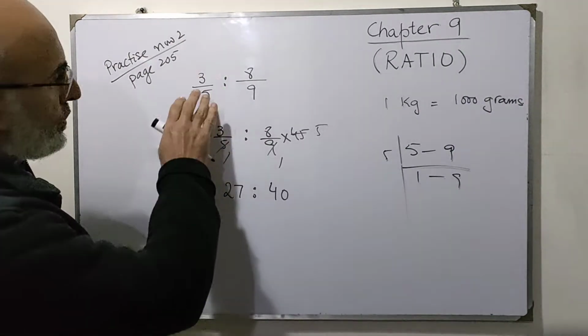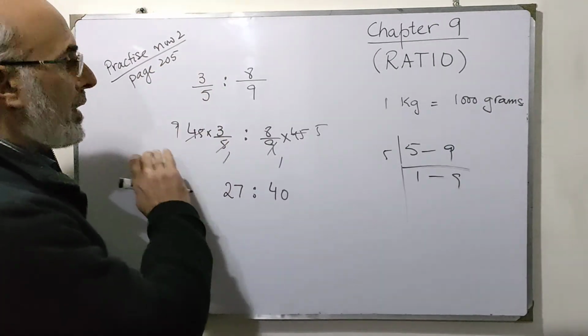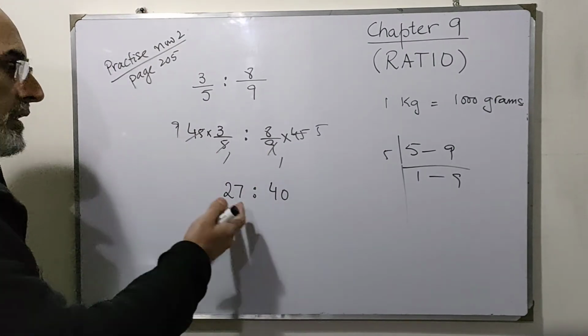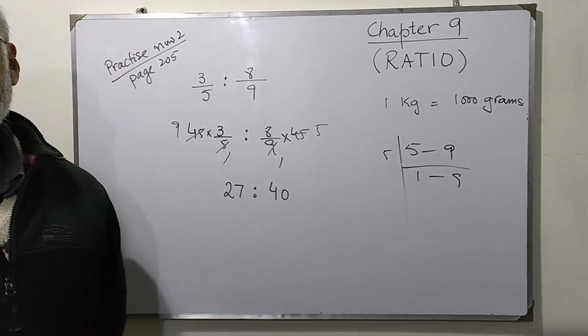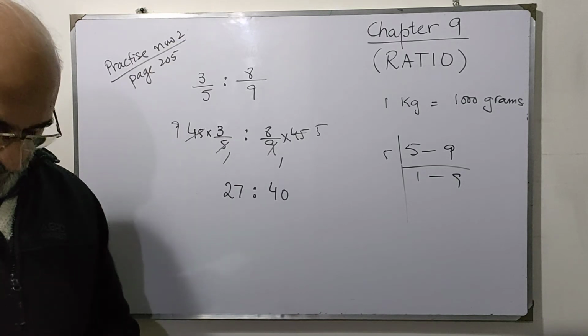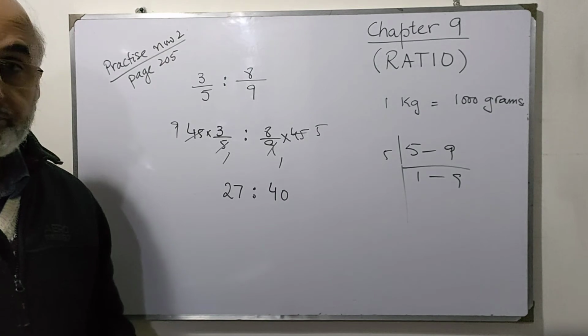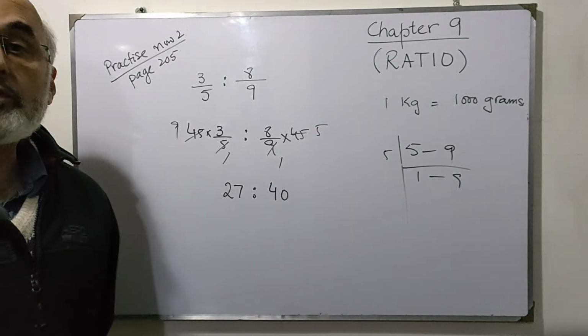So we have simplified the fraction by multiplying both sides with 45, and the ratio we have is in the simplest form. Okay. Hope you got the idea of what we mean by ratios.